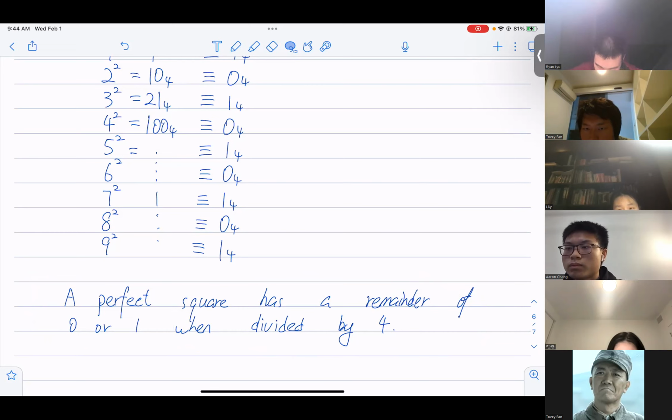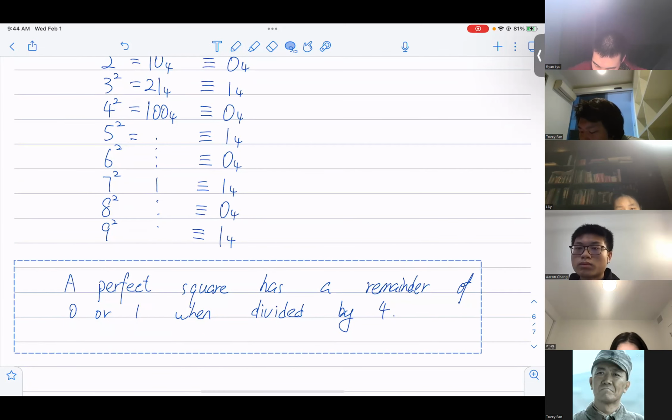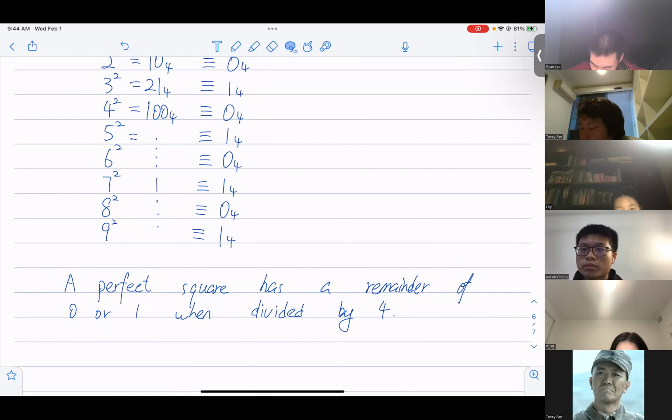Okay, but usually that number is in algebraic form. Sometimes it's something with x and whatever. We'll talk about that in the future. But for now, just note this fact. A perfect square, when divided by 4, must have a remainder of 0 or 1. I should change to must have. Must have.